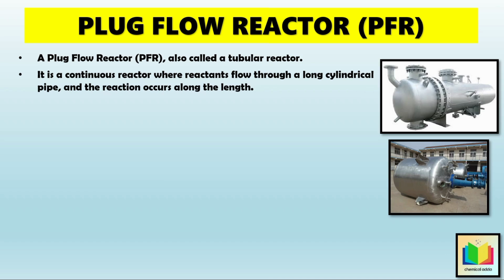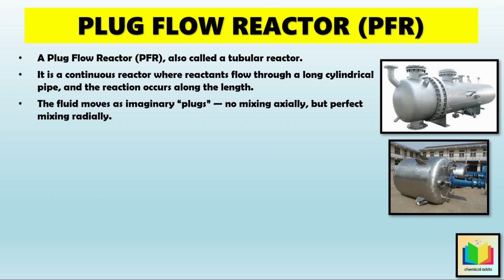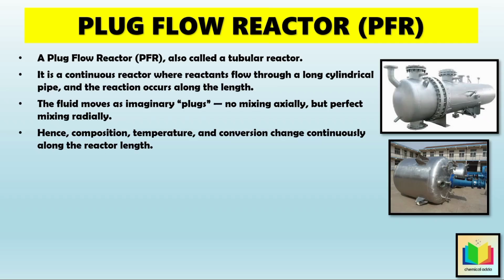So basically, a plug flow reactor is a long pipe, or tube, through which the reactants flow continuously in one direction. In a plug flow reactor, the fluid moves in the form of imaginary plugs, which means that there is no mixing along the length of the pipe, that is in the axial direction, but there is perfect mixing in the radial direction. Because of this, the composition, temperature, and conversion change continuously along the reactor length.